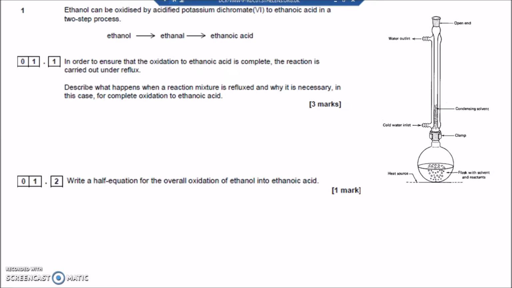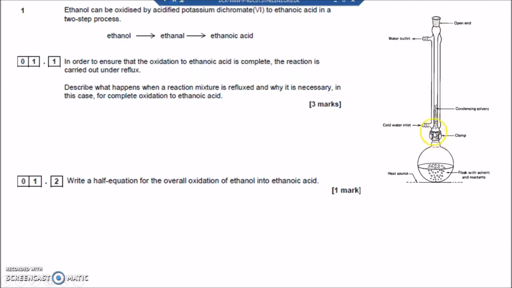Ethanol can be oxidized by potassium dichromate, so ethanol will turn into ethanal and continue to make ethanoic acid if heated for a prolonged time, a process called reflux. In order to ensure that the oxidation to ethanoic acid is complete, the reaction is carried out under reflux, and I've drawn a diagram on the right hand side. You can see that there's a flask and then there's a condenser with cold water passing through it.